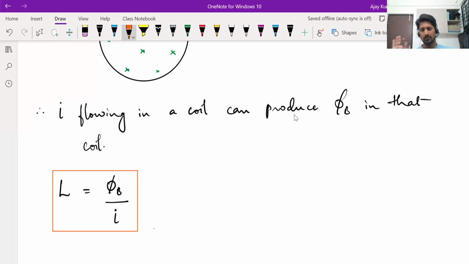This flux is not flux produced by an external agent. The current is also not current flowing in some other coil. The loop's own current producing flux through that loop itself. That ratio is what we call self-induction.